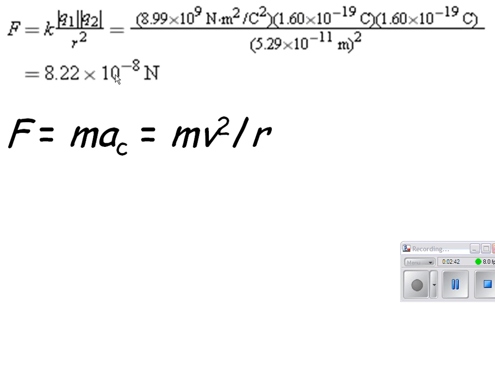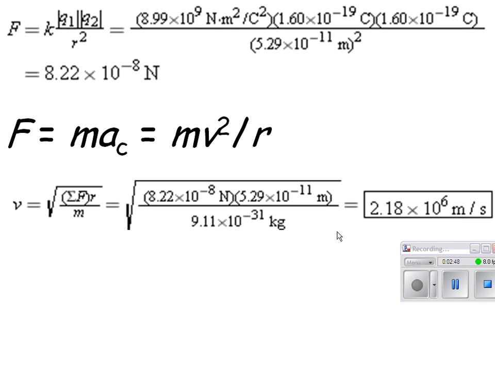You come up with a force value of 8.22 times 10 to the negative 8th newtons. Set that equal to your mv squared over r, and you end up with an answer of 2.18 times 10 to the 6 meters per second.